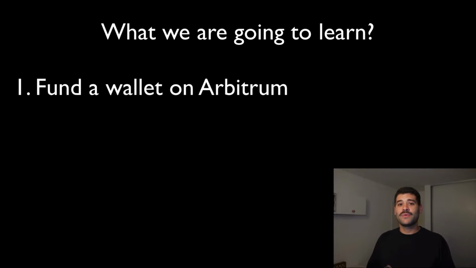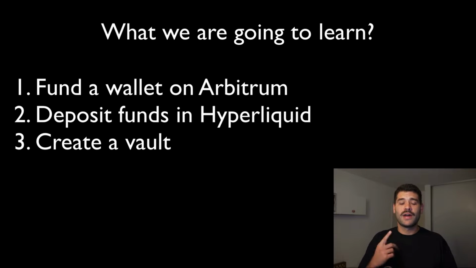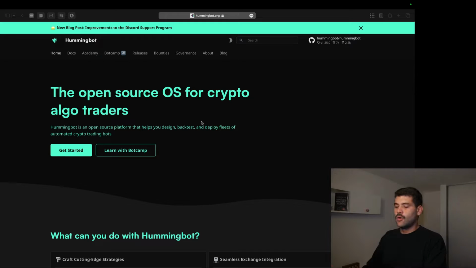To get started, we are going to understand how to deposit the funds into Arbitrum. If you already know, you can skip that. Then we're going to deposit the funds into Hyperliquid, create a vault, and run some bots on that vault. So let's get started. All the details are in the documentation of Hyperliquid that you can find here.